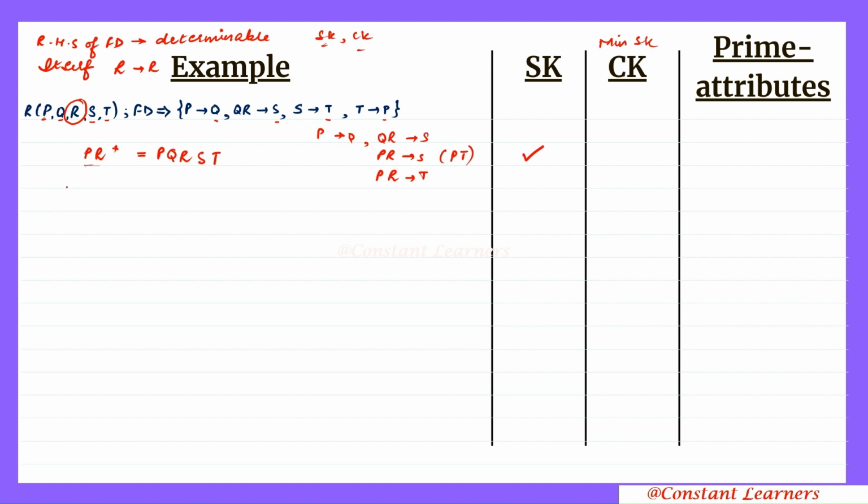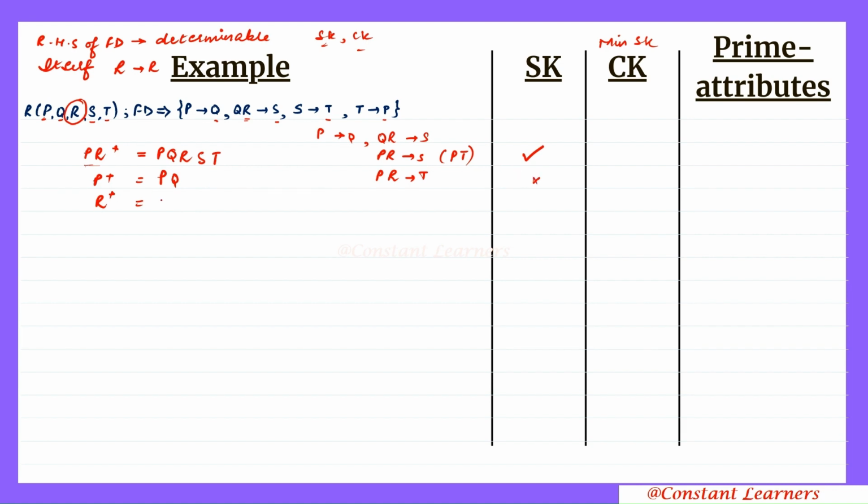The proper subset of PR is P and R. So the attribute closure of P and R, these should not be the super keys. Let's check. P can determine itself and P can determine Q, right? P cannot determine any other attributes because to determine S we need R and we don't have R. So this is not a super key.